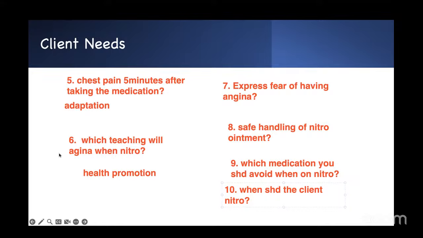This one is a trap, but it's not. I want you to think about it. The client reports what? Flushing and dizziness after the medication. What would you do? You have to pick an answer choice. There will be multiple choices there. Where would you put this thing? A report of flushing and dizziness after the medication. Which client need do you think is happening here?